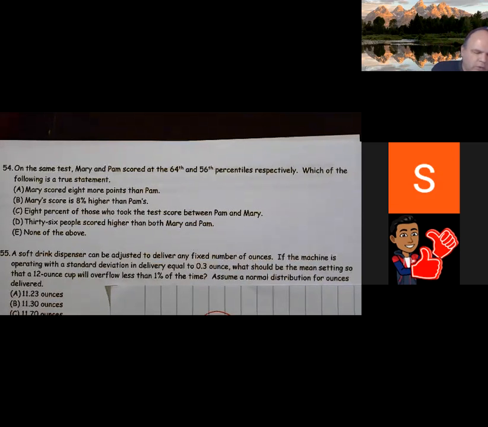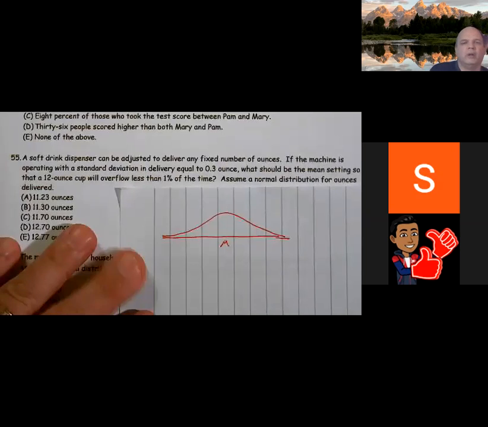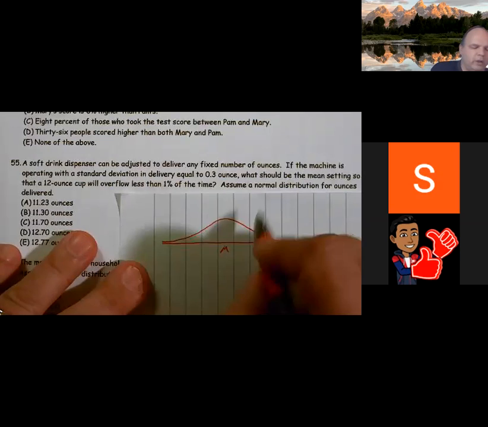So the mean's here. We don't know what it is. All right, so the mean's in the center. We don't know what it is. This is what we're looking for.